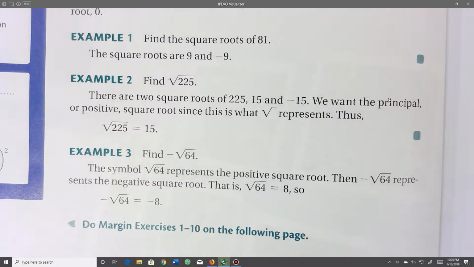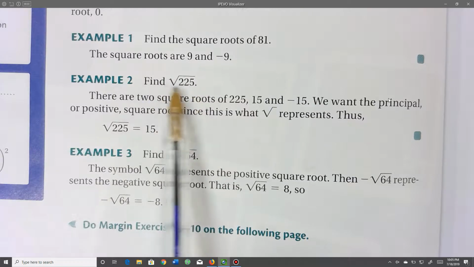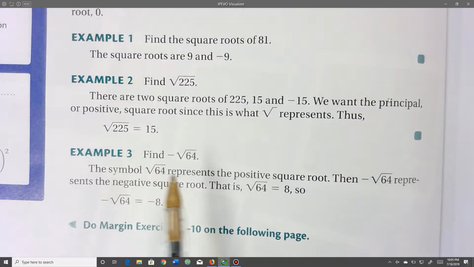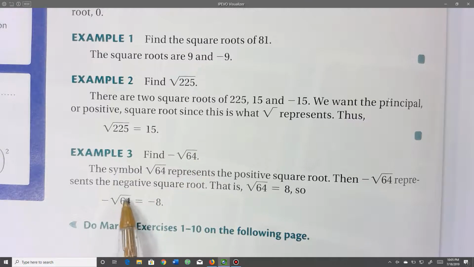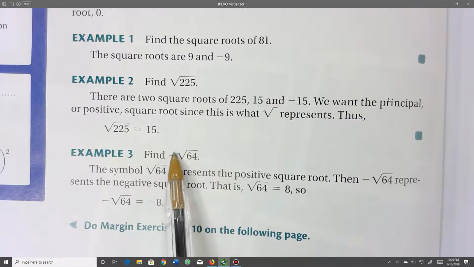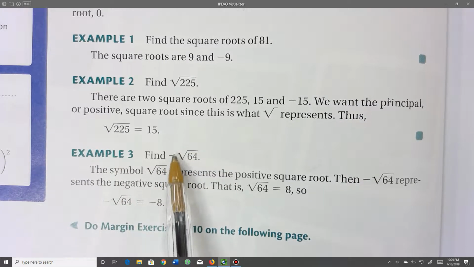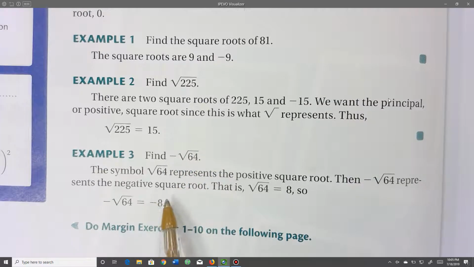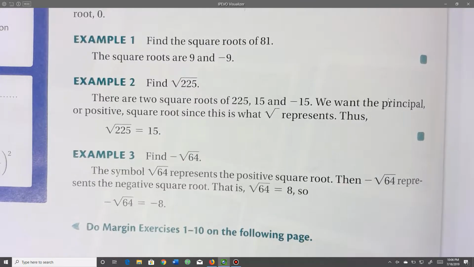Let's see what else. For example, here, find the square root of 225. They didn't ask you to find both roots, so you only find the positive one. Here you're still finding the positive square root, and then just adding the sign, because the negative sign is outside the radical sign. So don't get confused there. This negative sign is not inside, so they're still asking you for the positive root, which is 8, and then just add the sign at the end. This sign comes from out here. So don't get confused by that.